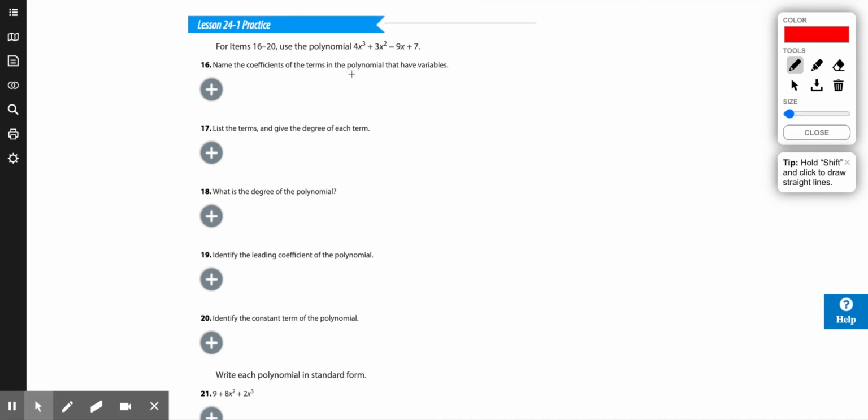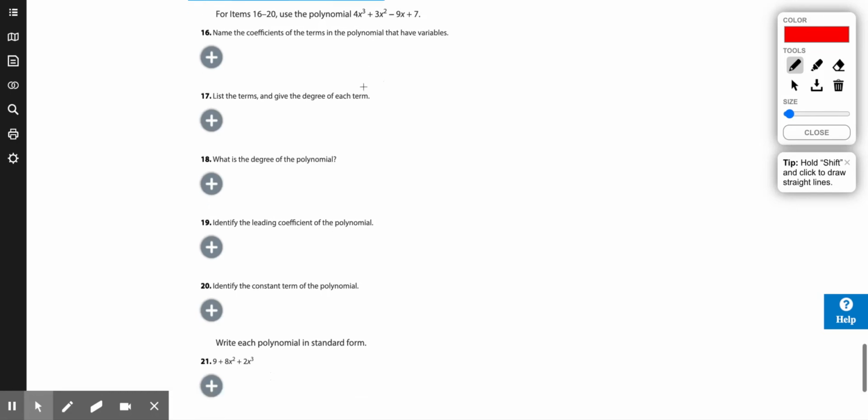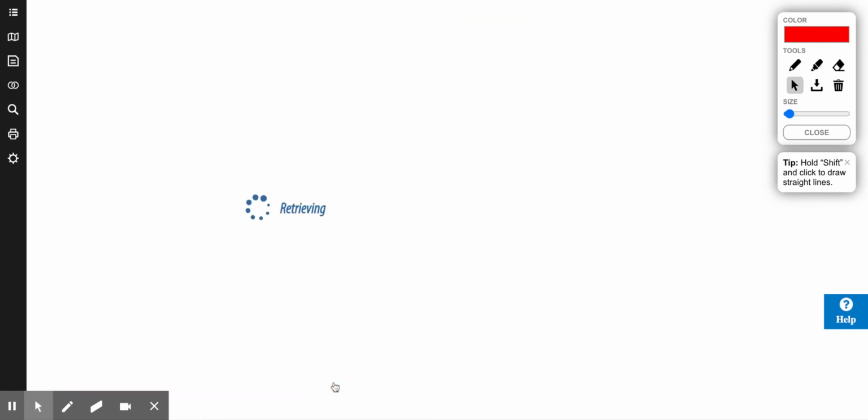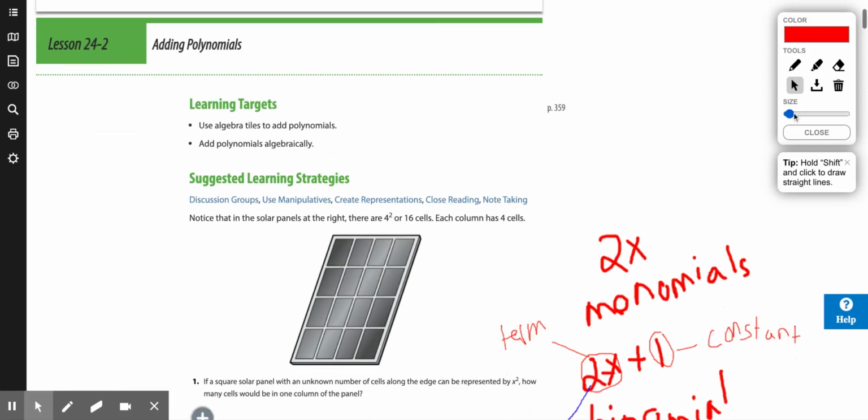All right, name the coefficients of the terms. 4, 3, -9. Those are my coefficients. So I think that's pretty simple. Most of this is just learning the way to identify the different pieces. Let's look at adding polynomials.